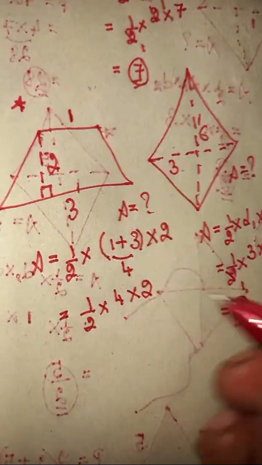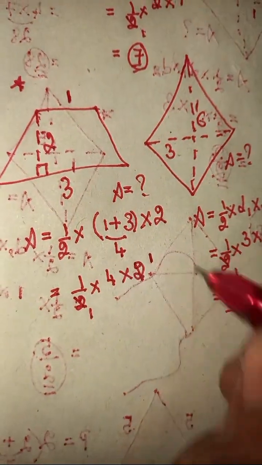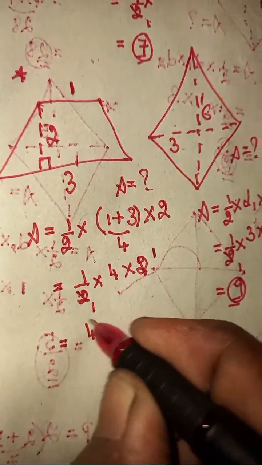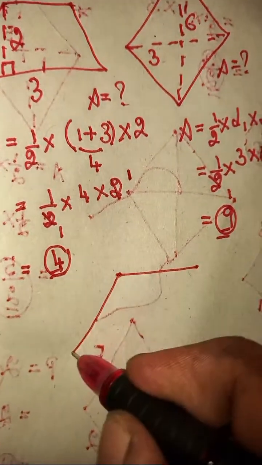You can divide denominator and numerator, 2 1 times, 2 1 times, and multiply. 4 times 1 is 4, so 4 square units. Let's take one more trapezium.